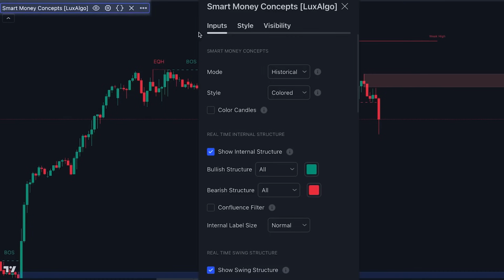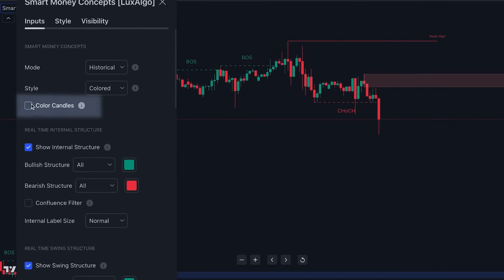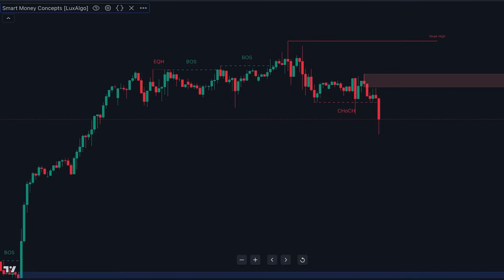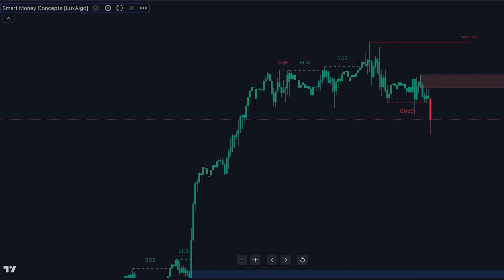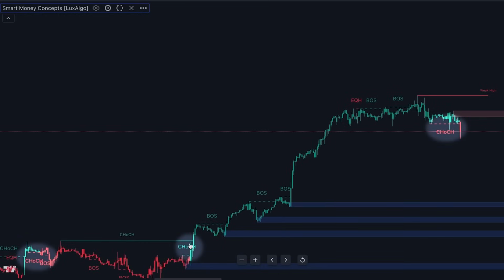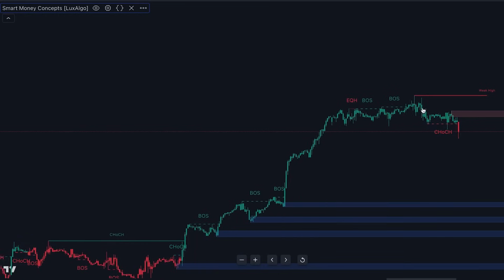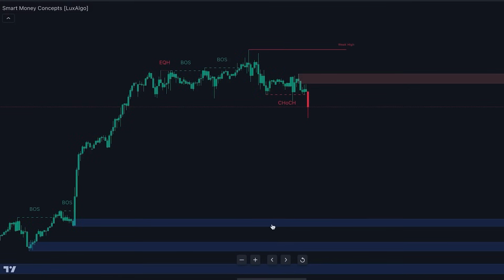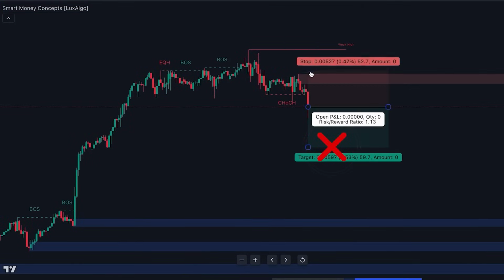And if you go into the settings, you can see here, you also have an option to enable candle colors. If enabled, it will color the candles to show you exactly where change of characters have occurred. Some traders like to trade as soon as a change of character occurs, and while you can do this, we would recommend waiting for a confirmation before taking an entry.